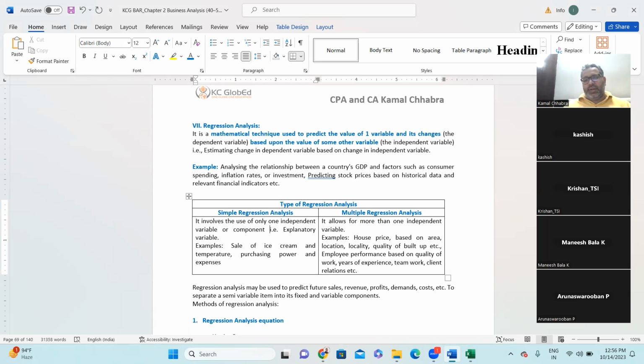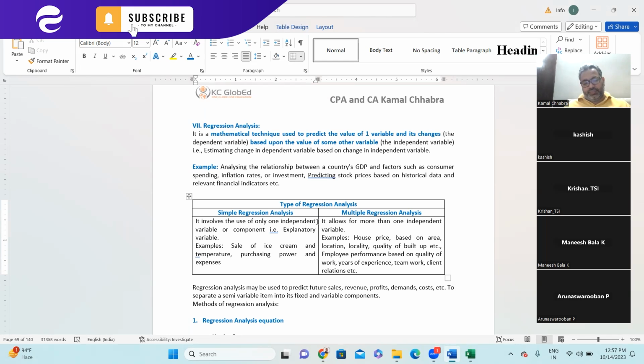That is the explanatory variable. Examples are sale of ice cream and temperature. If the temperature is hot, then ice cream sales will generally increase. When purchasing power is high, generally expenses are also high. So these are certain examples where we have single regression analysis.